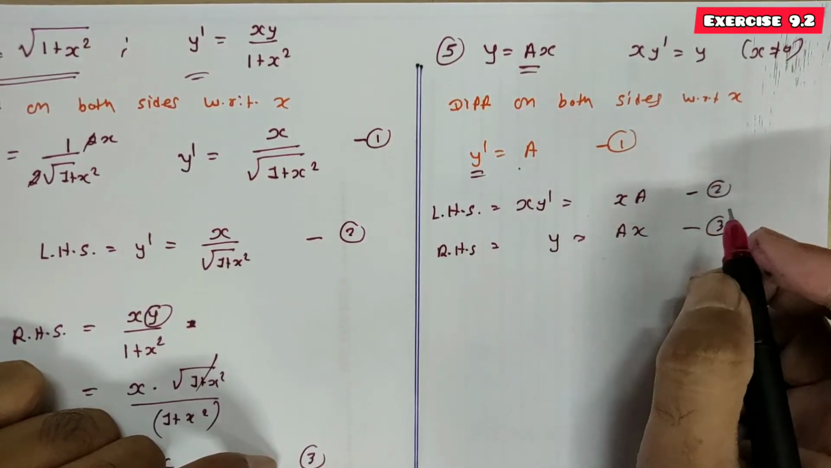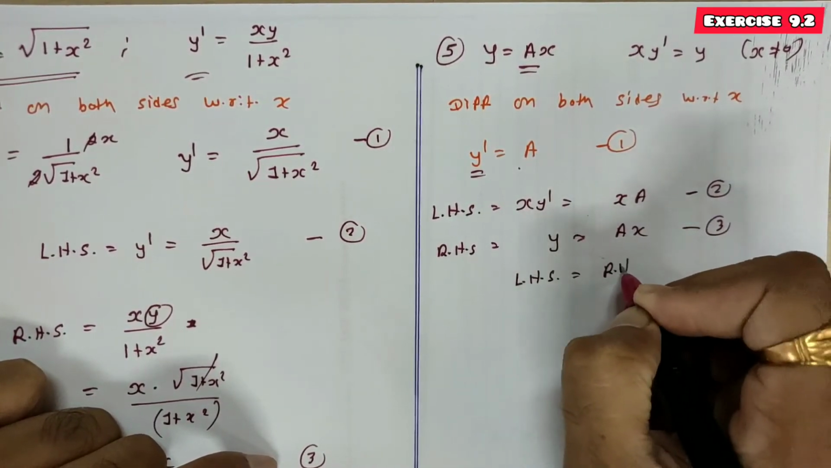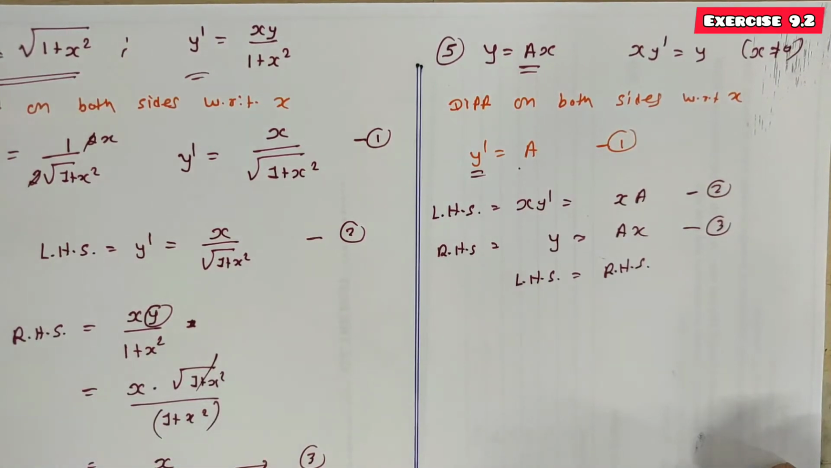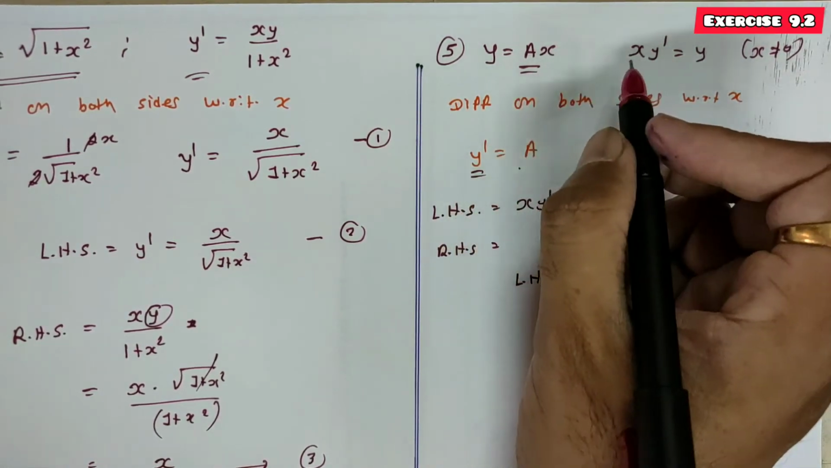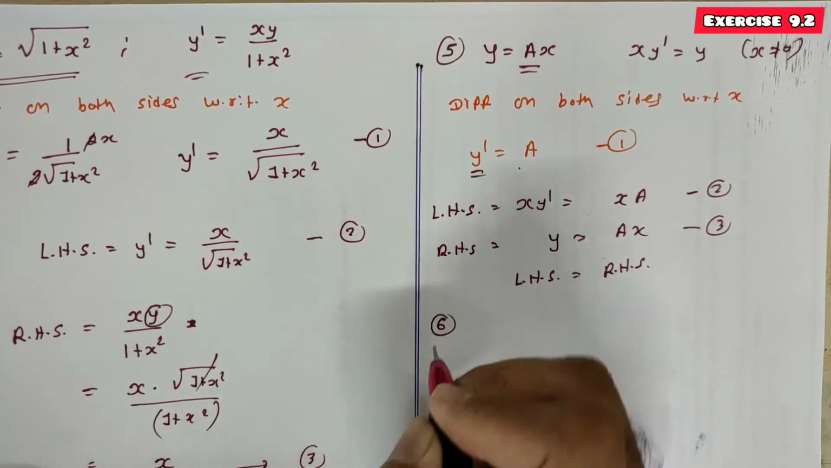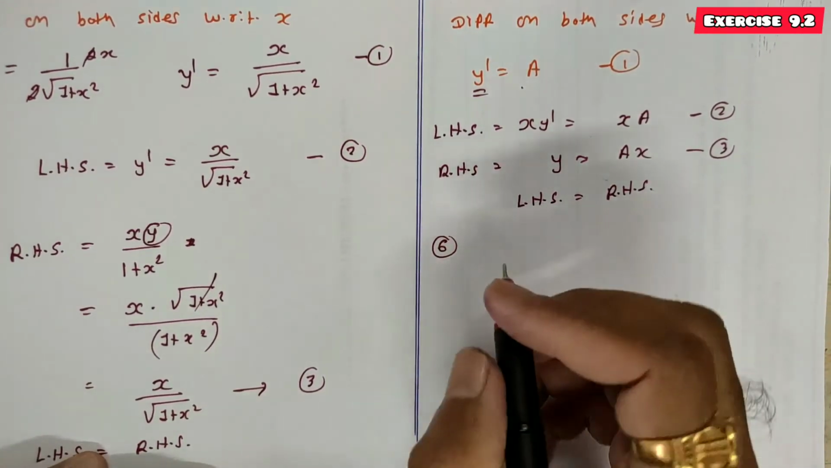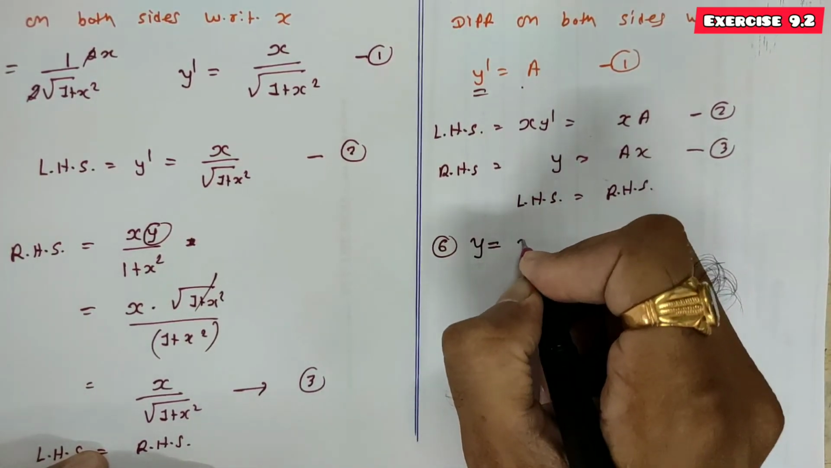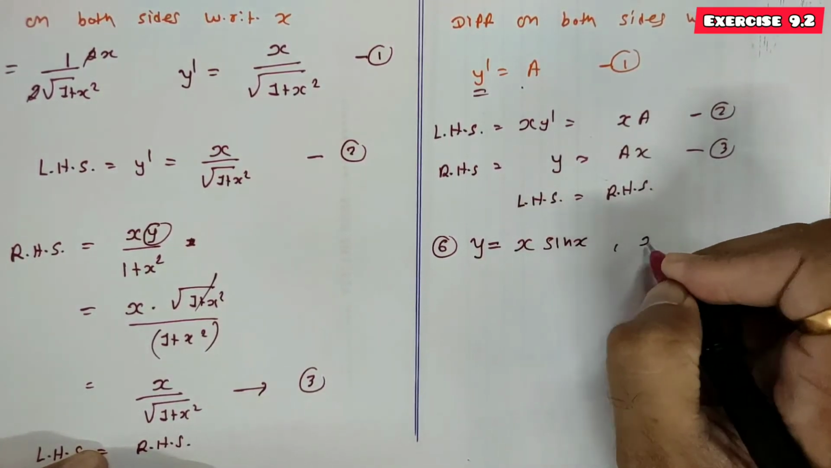ax and xa both are equal. So left hand side is equal to right hand side, and therefore we can say that y equal to ax is the solution of this xy dash equal to y. Done.